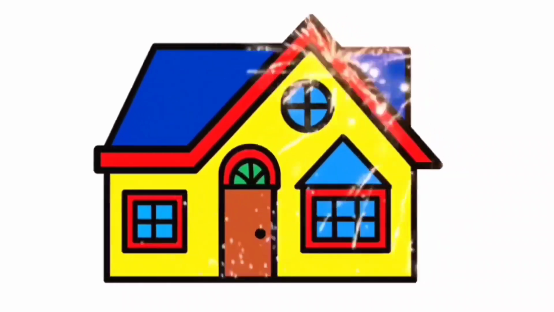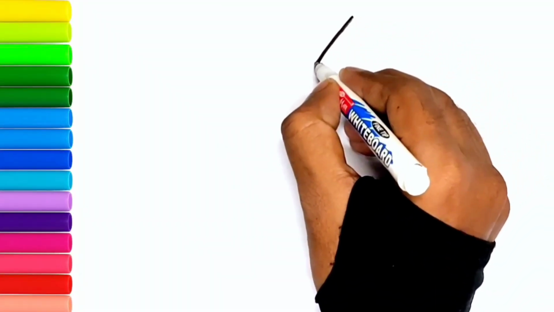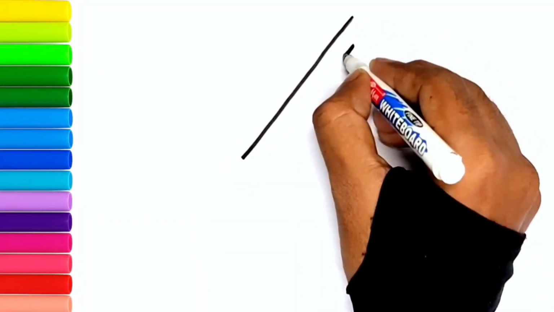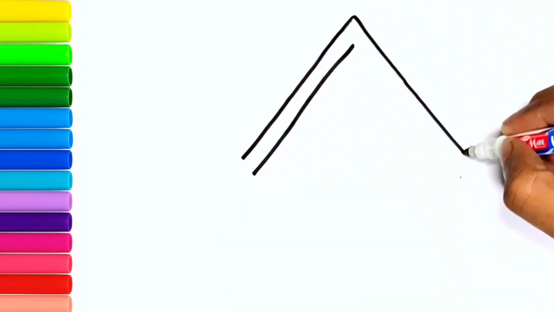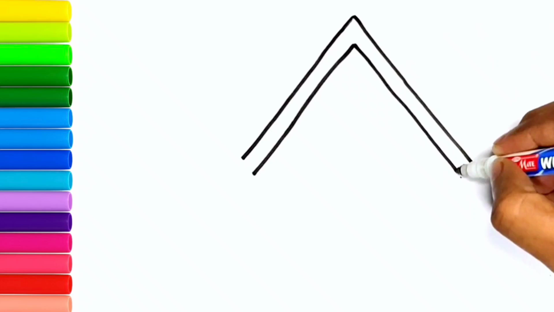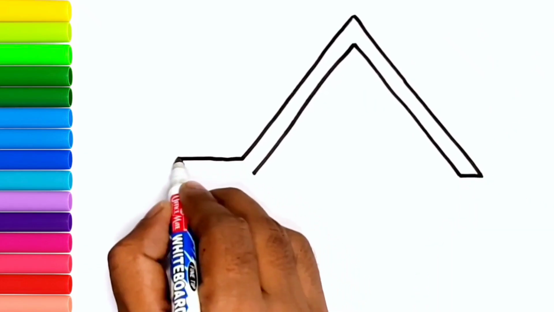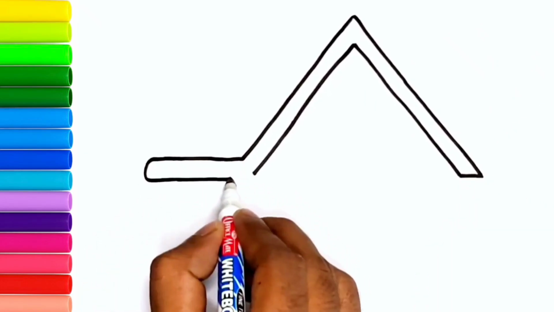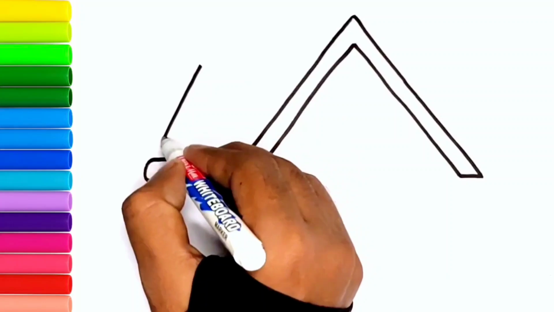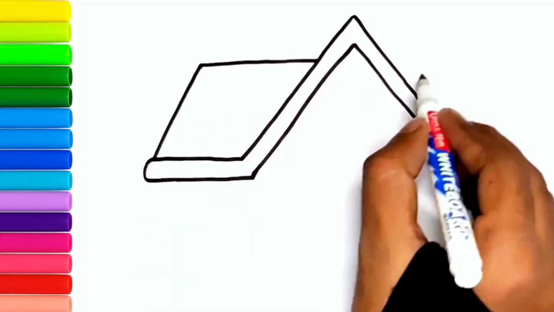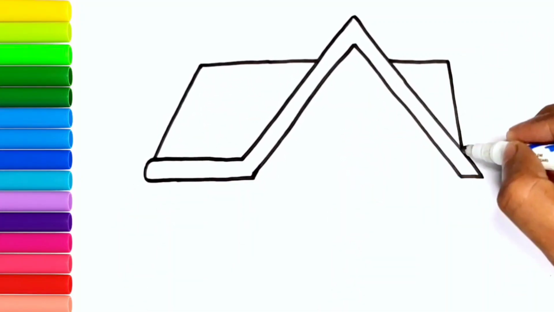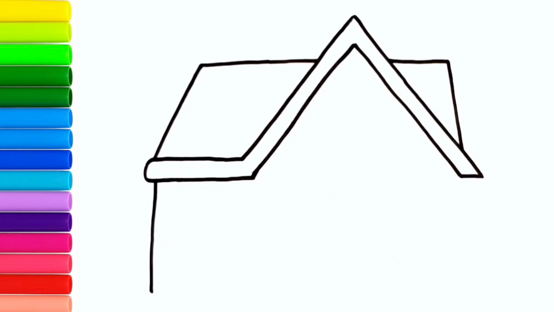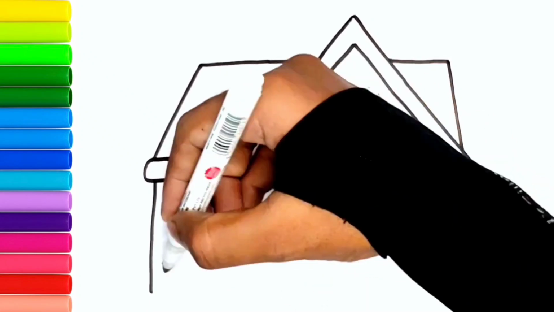Let's start drawing. First, I will draw 2 lines like this to draw the house. I will draw this side and the side in the same way. I am drawing the roof of the house now. Now I'll draw 2 posts on both sides and connect them at the bottom.